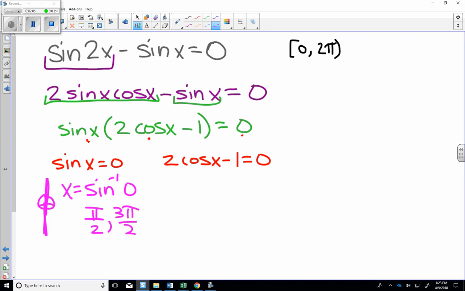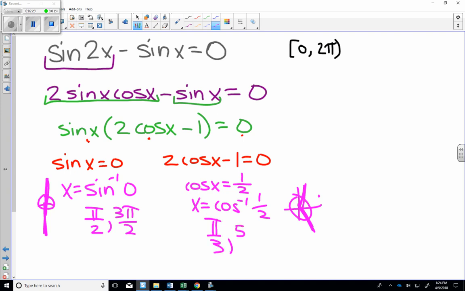Over here with this one, add 1, divide by 2, and so you'll have cosine of x equals 1/2. X then equals inverse cosine of 1/2. And now where is cosine 1/2? That would be right here and also right there. So pi over 3 and 5 pi over 3.